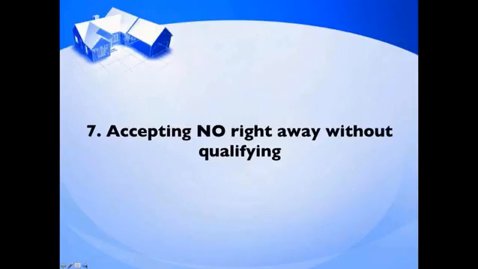Mistake number 7 is accepting no right away without qualifying. So when you ask the prospect, are you thinking about making a move in the next 3 to 6 months? If they respond with, I don't know, we're not sure, we're just kind of thinking about it, don't accept that right away without using the probing questions. That's what the probing questions are designed to do, to cut through that I don't know, I'm not sure typical response that you and I get. So don't give up and accept no right away without qualifying the prospect, without asking those probing questions.